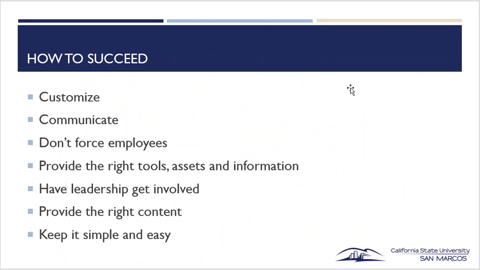So how do you succeed with an employee advocacy program? You can customize, communicate. Again, don't force the employees. You want them to do this on their own. You want employee buy-in. Provide the right tools, assets, and information. So the Canva, the Hootsuite, giving them the graphics and the photos, giving them the content, the information.